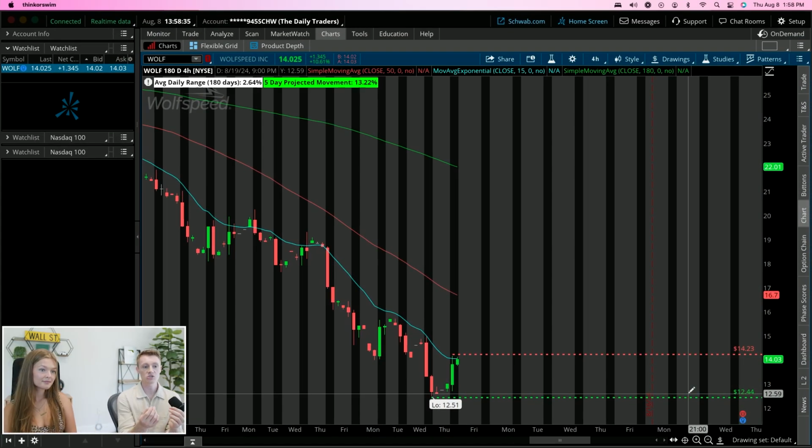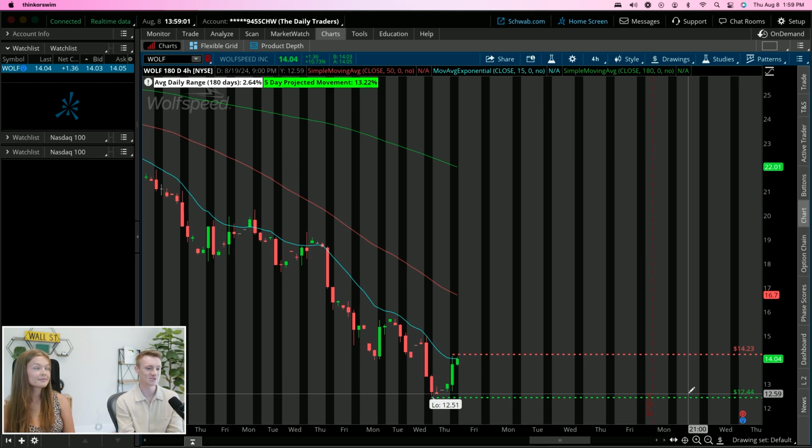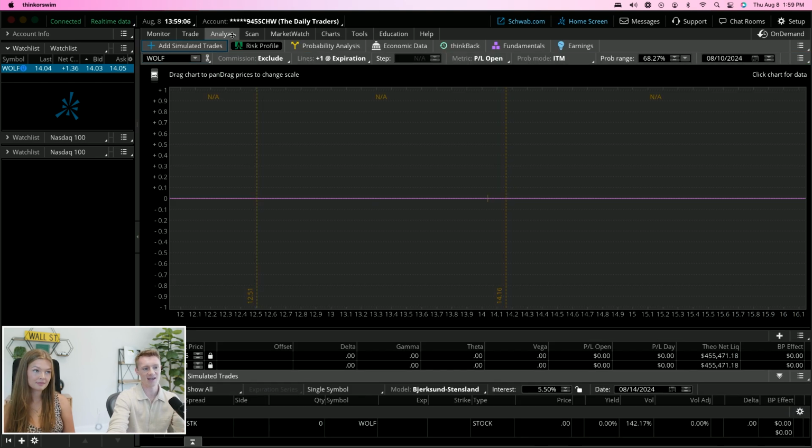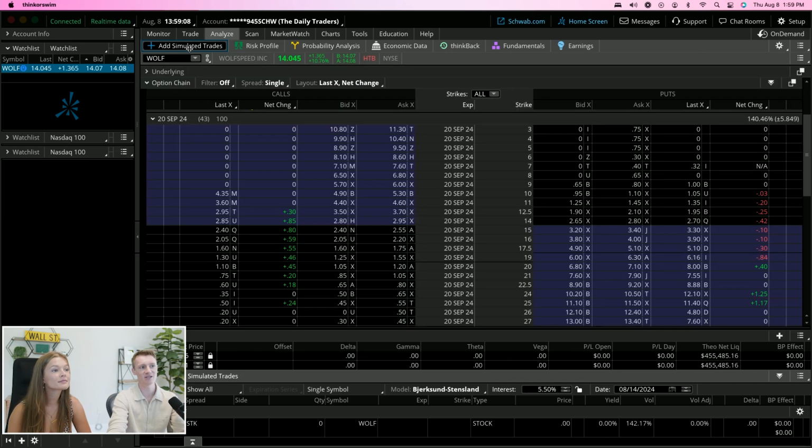We're gonna essentially use a tool inside this trading platform, Thinkorswim, to tell us how much we're gonna make and how much we're gonna lose, based off of the option contracts we choose. And then we're gonna use the risk management calculator to help us complete the entire trade plan. If you don't have Thinkorswim, you can use an options profit calculator, which is essentially gonna do the same thing. But what we're gonna do here is go to Analyze, and then Add Simulated Trade.